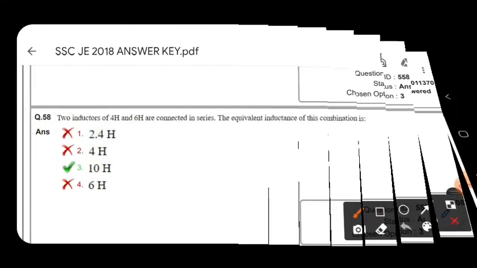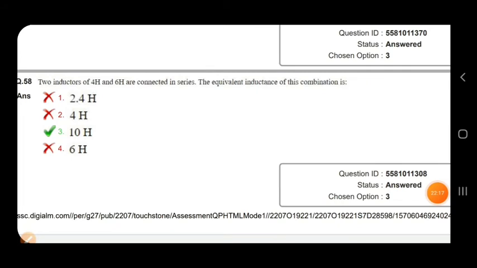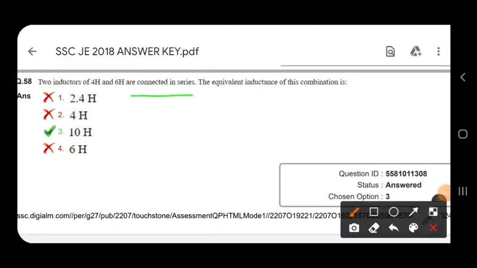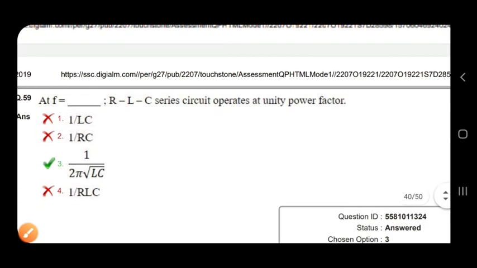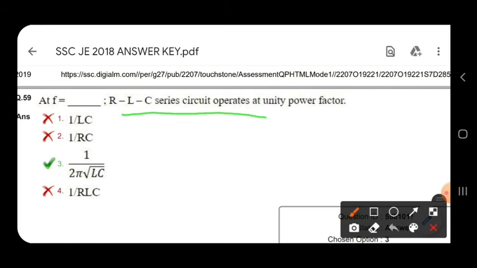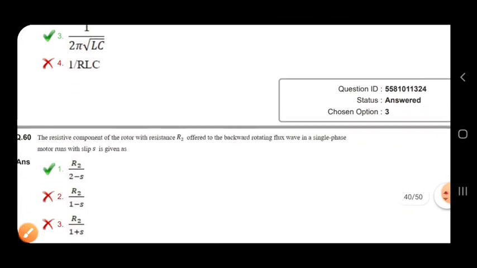Two inductors are connected in series. So friend, two inductors of 4 Henry and 6 Henry are connected in series. For the total equivalent inductance, just add them and you find the answer is 10 Henry. At F equals dash, an RLC series circuit operates at unity power factor. All of you know that in the case of unity power factor, this is a resonance circuit. So the answer is 1 upon 2 pi root LC, the value of F.